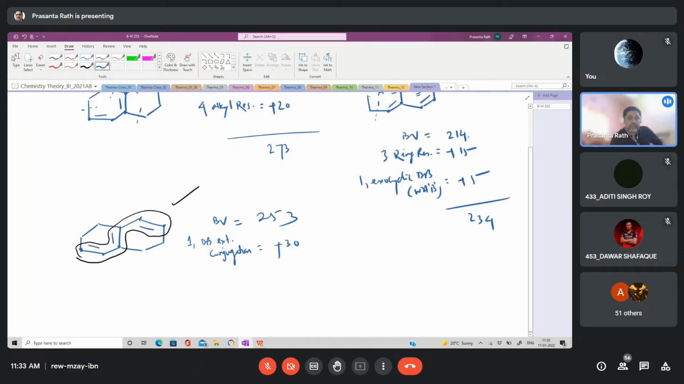And any other things, that is ring residues: you have to see 1, 2, 3, 4. 4 ring residues, that is plus 20. Exocyclic double bond? No, no exocyclic double bond. So that is 303. So this is how you can calculate.